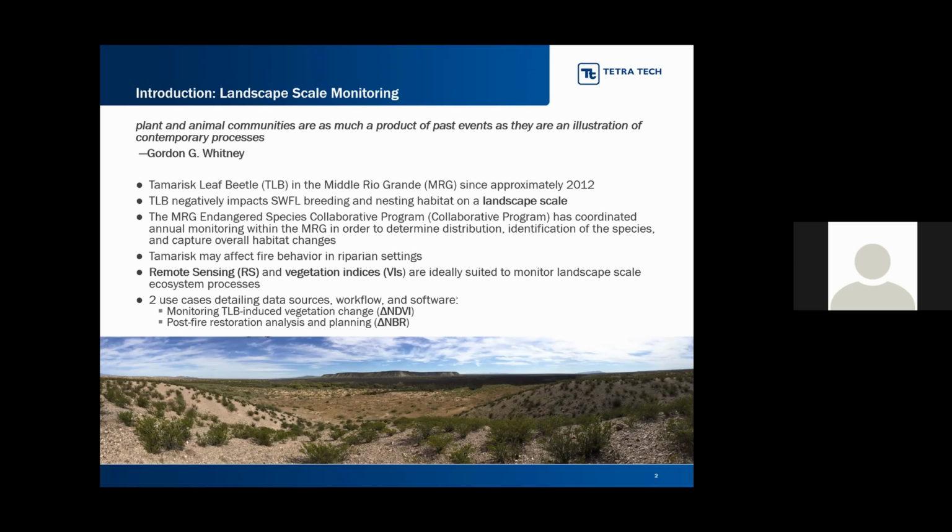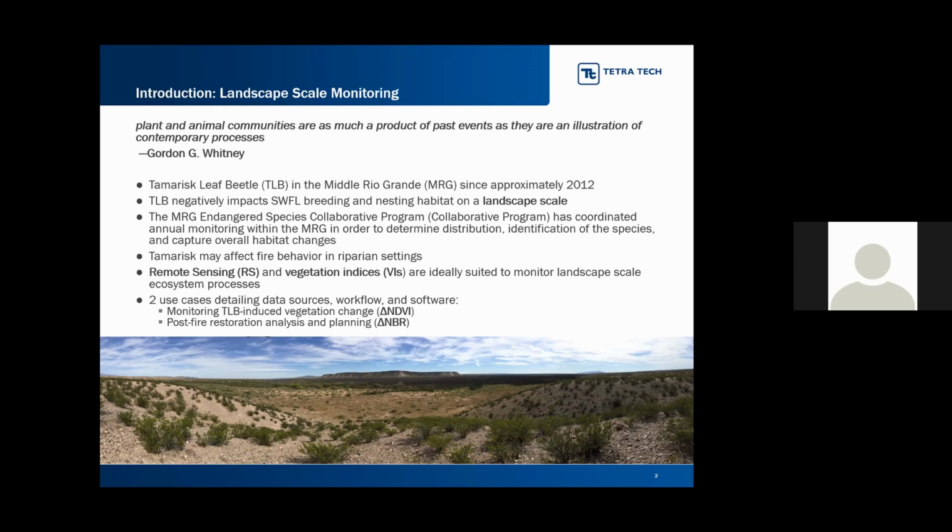And the two major vegetation indices that we use to track that change, the first is the normalized difference vegetation index. This will capture defoliation and mortality via decreasing photosynthetic activity, and that also relates to reduction in biomass. In this case, we're looking at impacts to tamarisk by the Tamarisk leaf beetle. So that's our first study that we did for the Army Corps of Engineers.